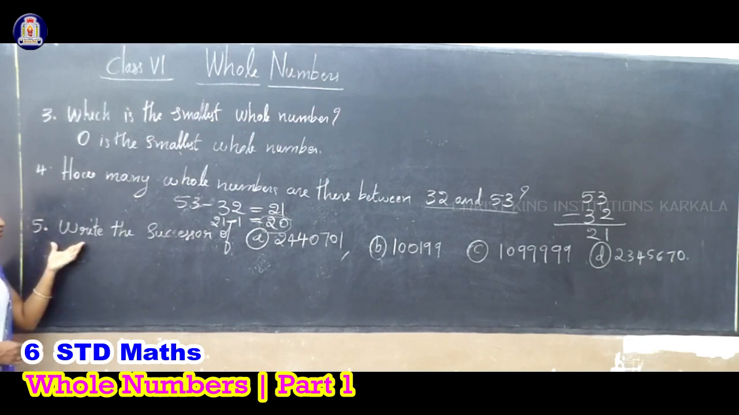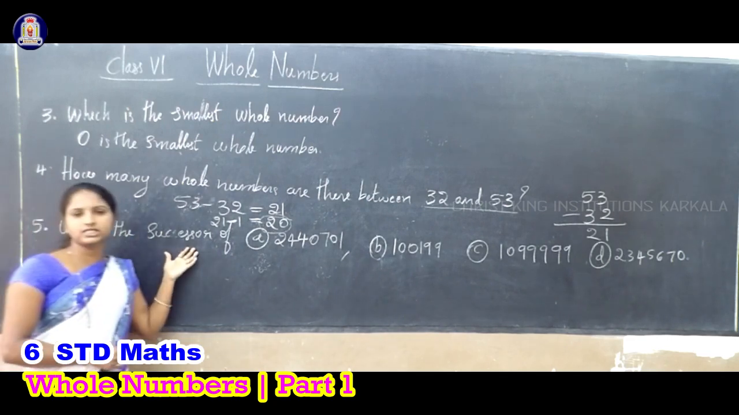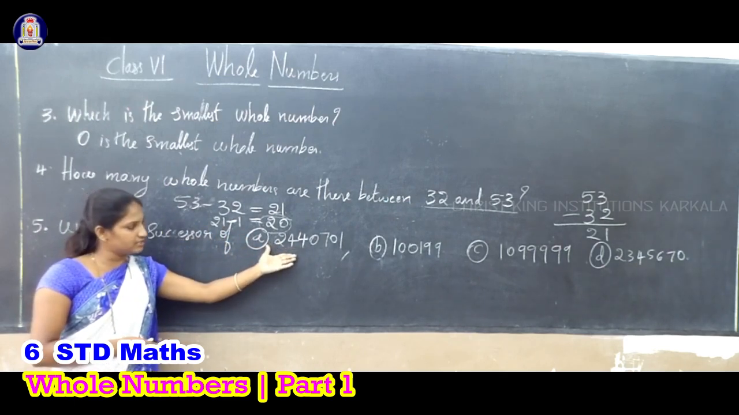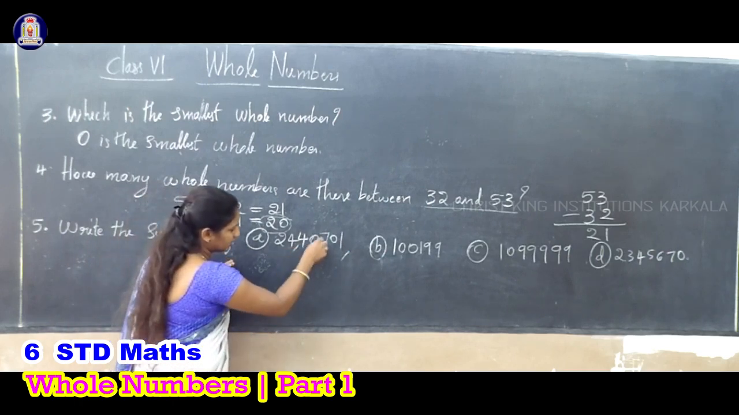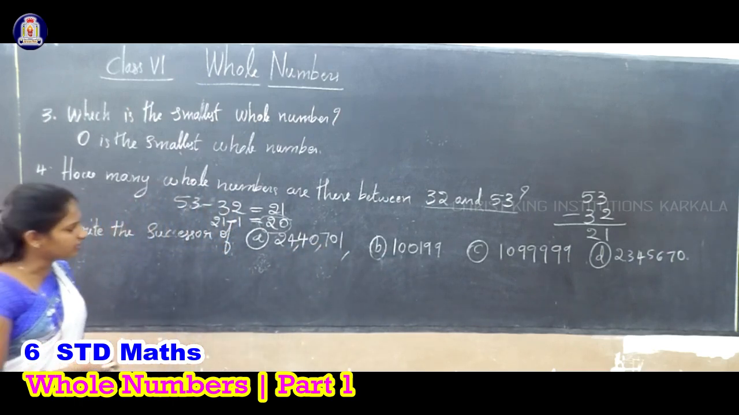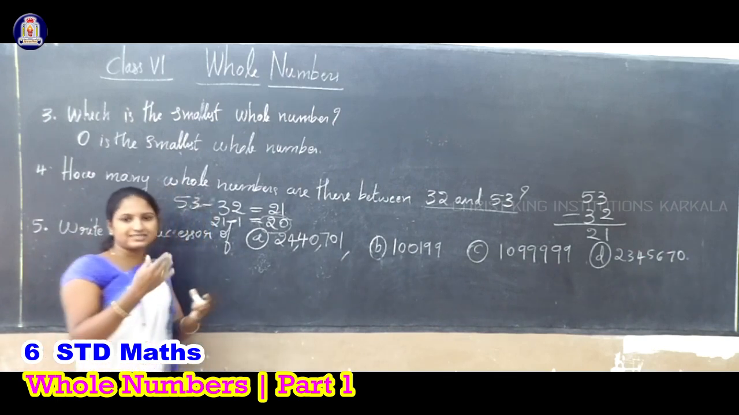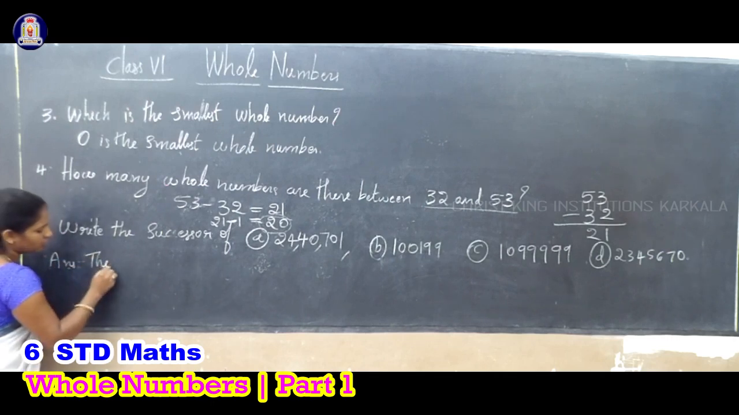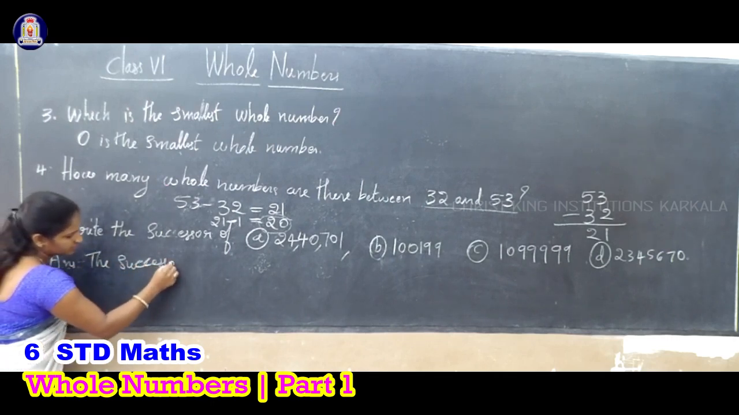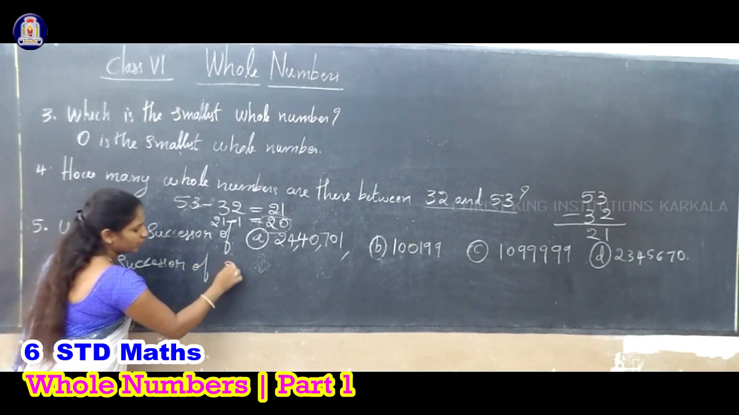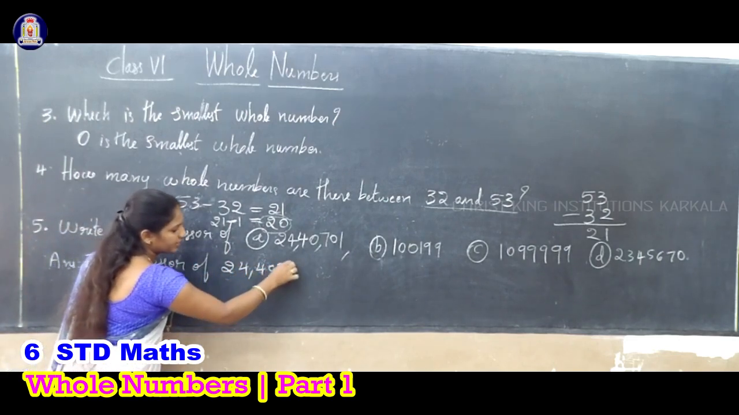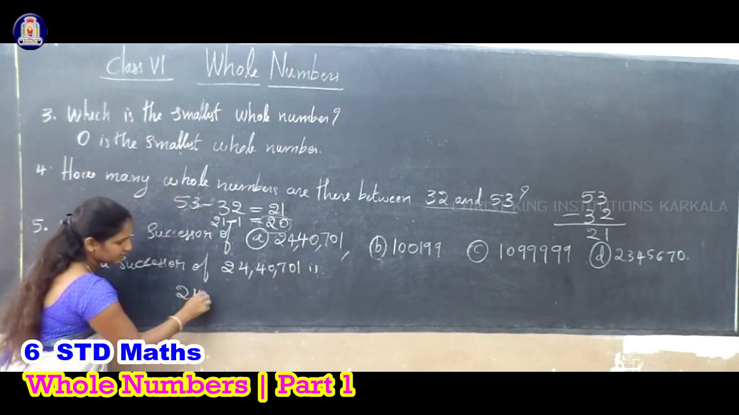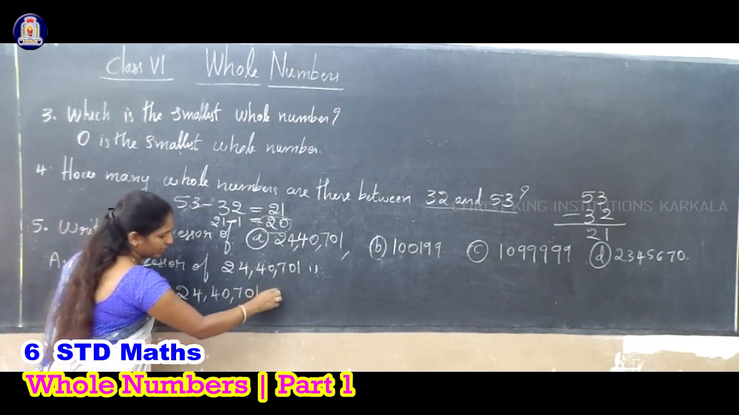Clear? Now the fifth question: write the successor of. Successor means the next number after the given number. The first one is 24 lakh 40,701. So the successor of this: how to find? That is 24 lakh 40,701 plus 1.